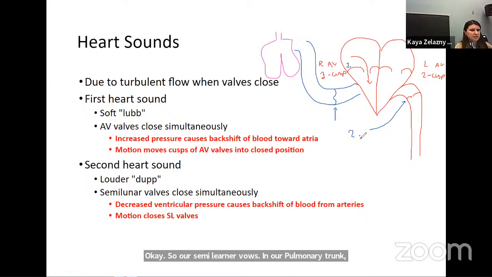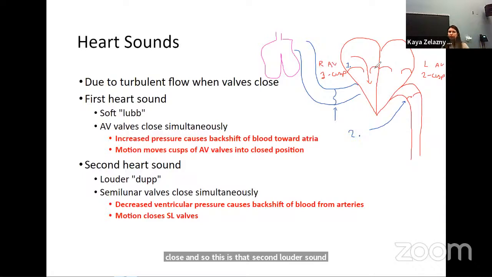Okay. So we have the same sort of thing happening here. It's the attempt of the blood to flow back into the heart as the heart pressures are dropping that catches these sails of the semilunar valves open and causes them to close. So this is that second, louder sound that we're going to hear.